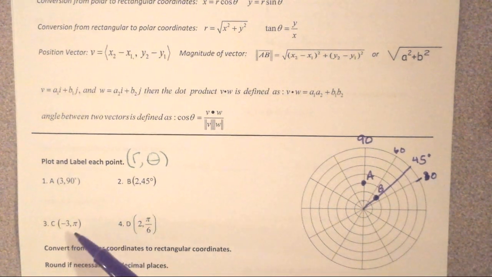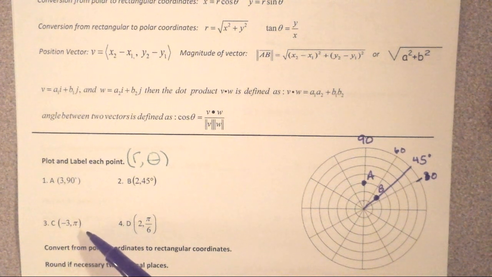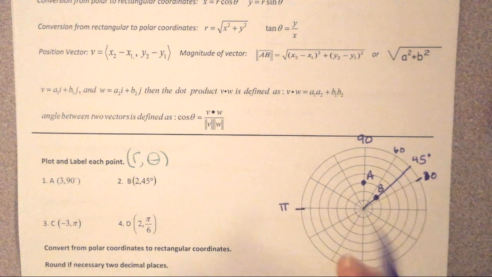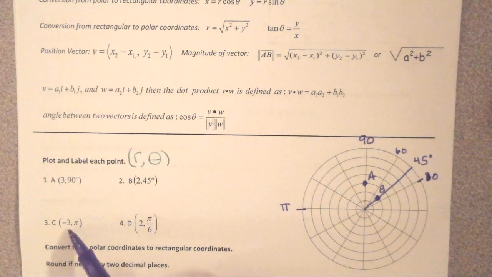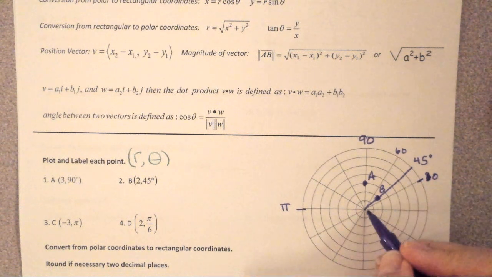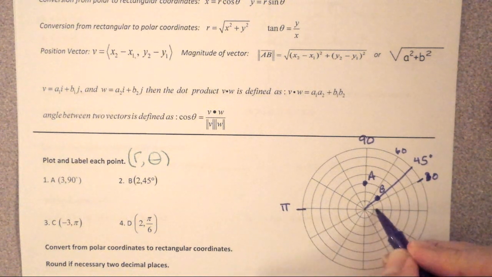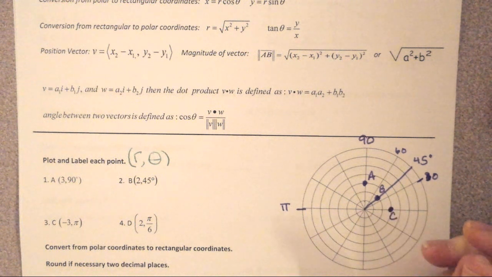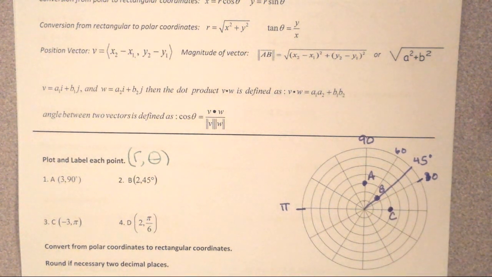Number 3, they wrote my theta in radians, but you work it the same way. I need to go find out where pi is. Pi is located right over here on the left. There's pi. And I'm going to go 3 circles, but this time not towards pi, but away from pi. So in the same line, I'm going to go 1, 2, 3, away from pi, and I'm going to label that C.